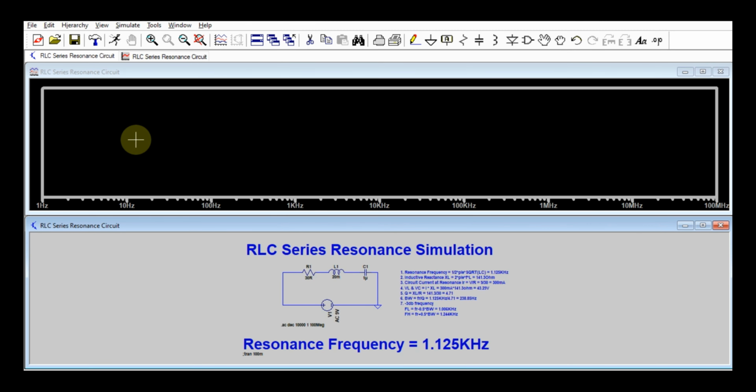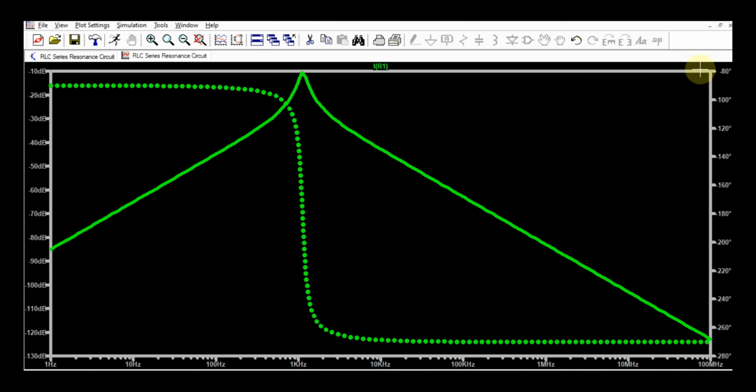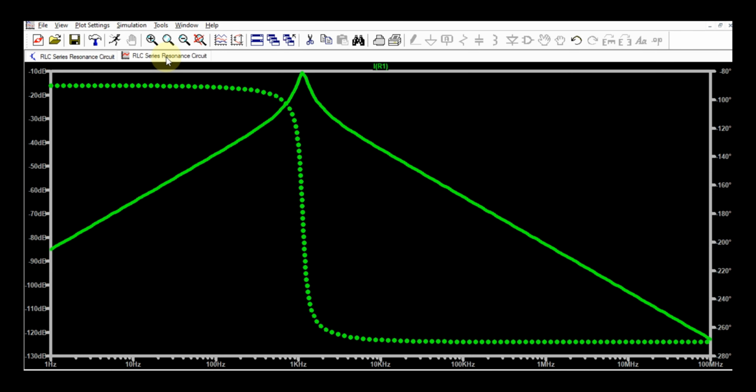And let us first find the resonance frequency. Where is your resonance frequency? So just click on R1, the current flowing through your R1. So I have clicked it here, and maybe now I will need two windows, one window for the circuit and one window for the simulation. I will switch and show you the result.